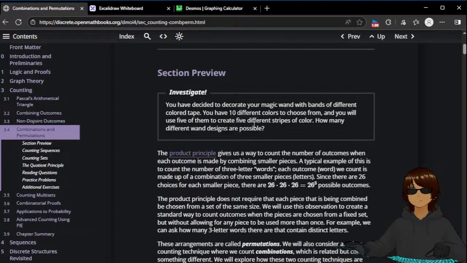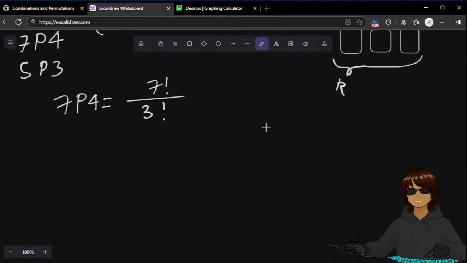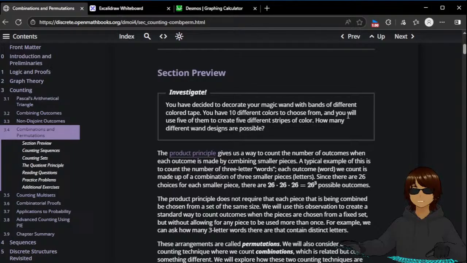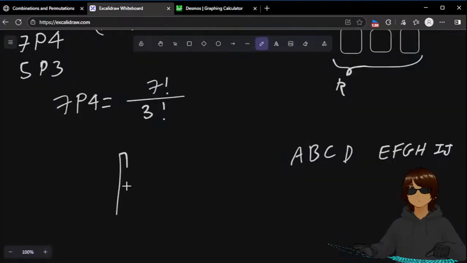You decided to decorate your magic wand with bands of different color tape. You have 10 different colors to choose from. Okay, 10 different colors. A, B, C, D, E, F, G, H, I, J. I will name these colors with letters. And you will use 5 of them to create 5 different stripes. Right. So I want 1, 2, 3, 4, 5 stripes. So how many ways can I have this in 5 stripes?